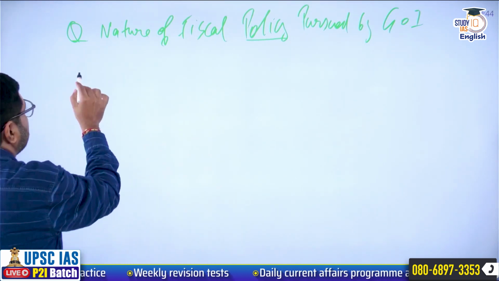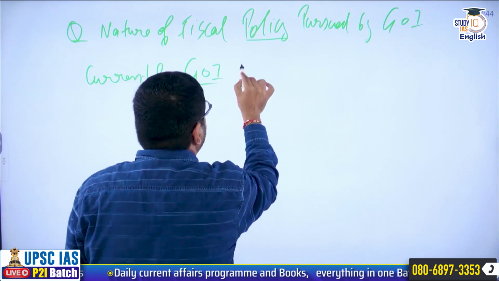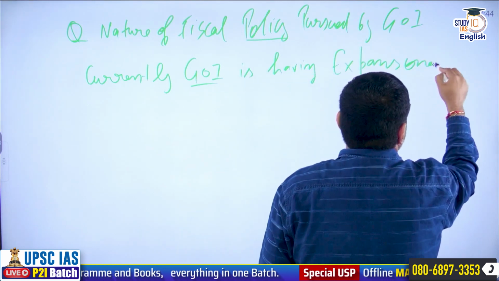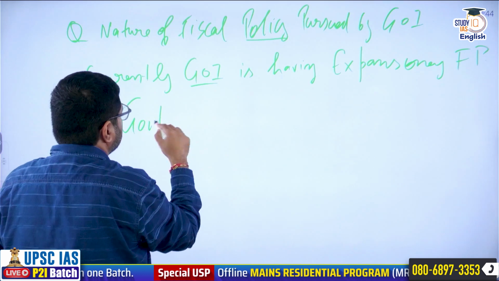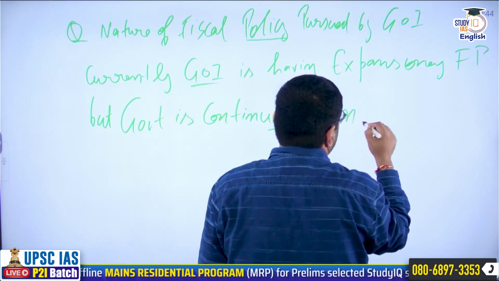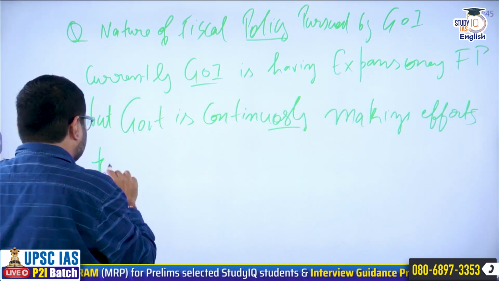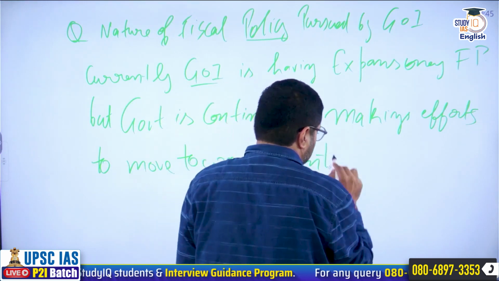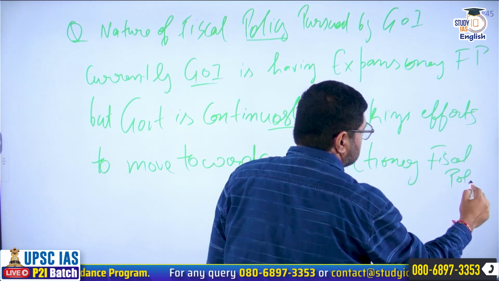So your answer will be that currently the government of India is having expansionary fiscal policy, but the government is continuously making efforts to move towards contractionary fiscal policy. Now what does it mean?